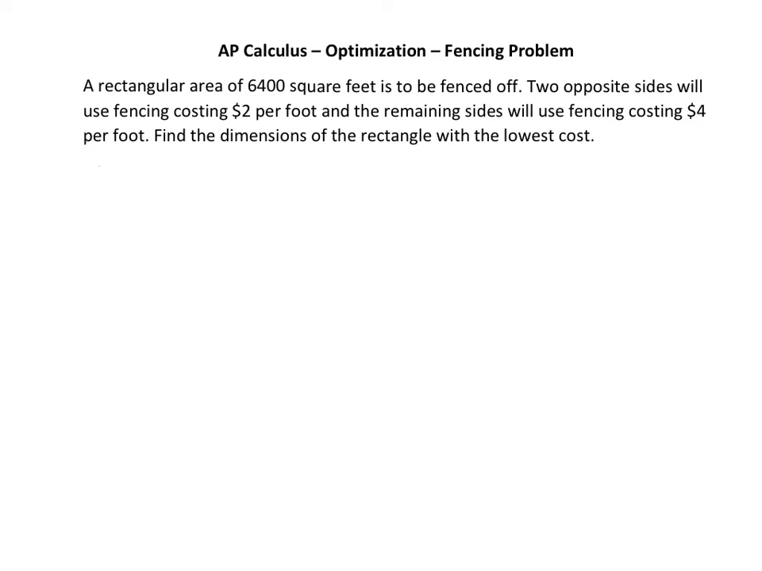All right, so what we have here is a rectangle, and we've got fencing that we need to use, and along one side it costs $2 per foot. So we'll just say that this is our x and there's our y, and it doesn't matter which one you decide on because it'll take care of itself in the end. So our perimeter around this is going to be 2x plus 2y, and our area is x times y, which will be 6,400 square feet.